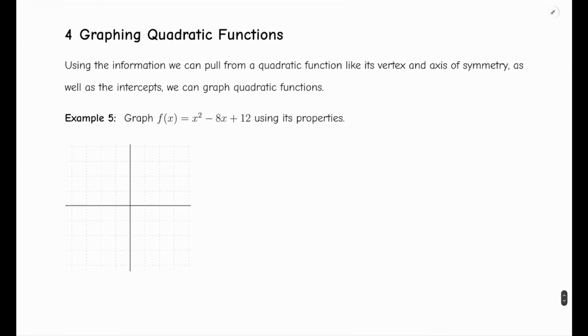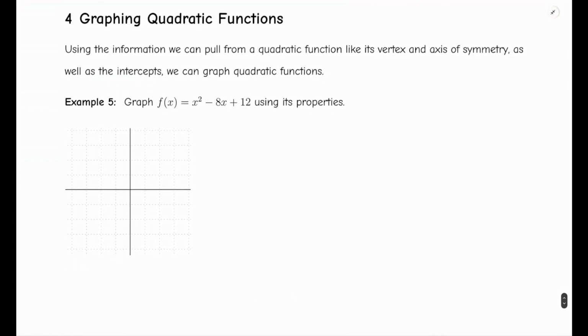And finally, part 4, graphing quadratic functions. Using the information we can pull from a quadratic function, like its vertex and axis of symmetry, as well as the intercepts, we can graph quadratic functions. So instead of just picking random points, we're going to use these specific points. So graph f of x equals x squared minus 8x plus 12 using its properties.